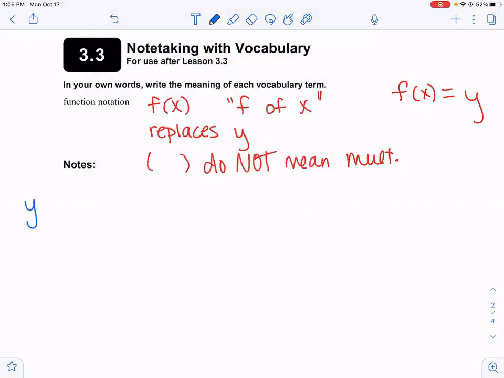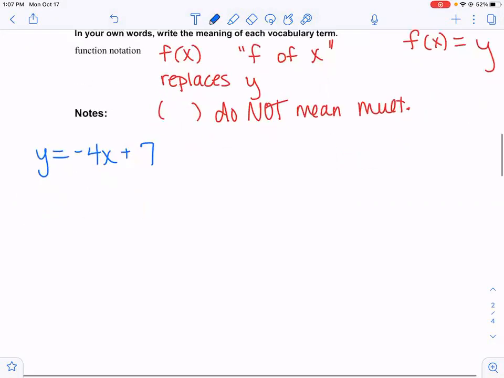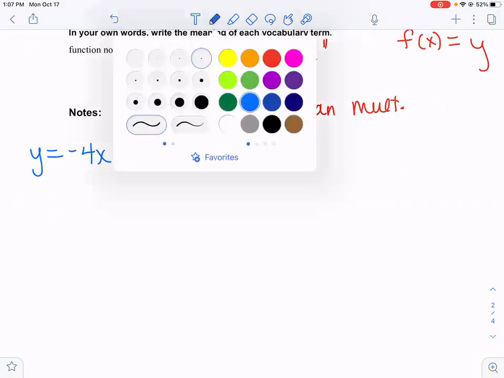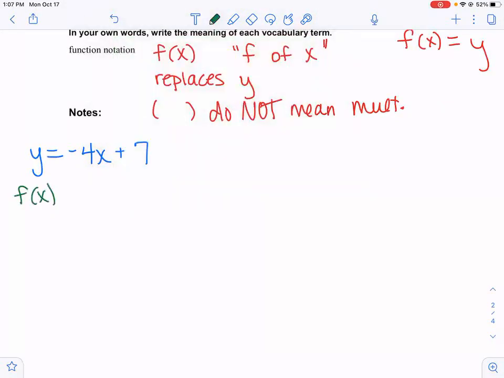Okay, so we just talked about the equation y equals negative 4x plus 7. We are going to change it to a function. So instead of y equals negative 4x plus 7, we are going to write it as f of x equals negative 4x plus 7. That notation is just representing the output for whatever input we have right there.